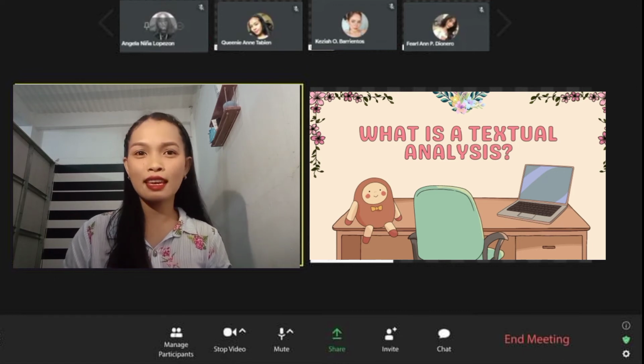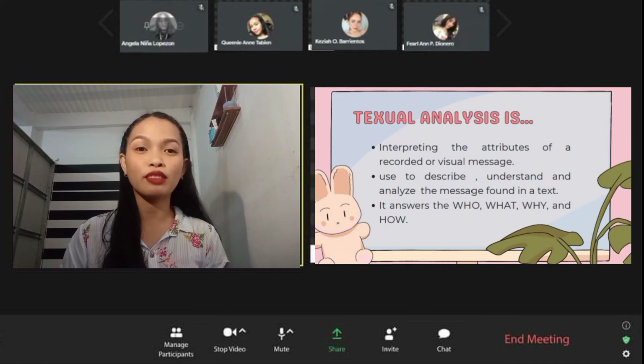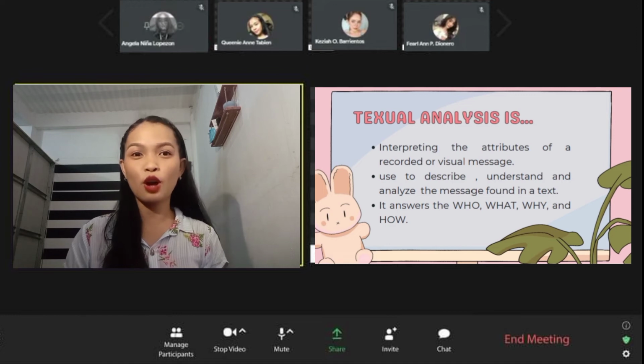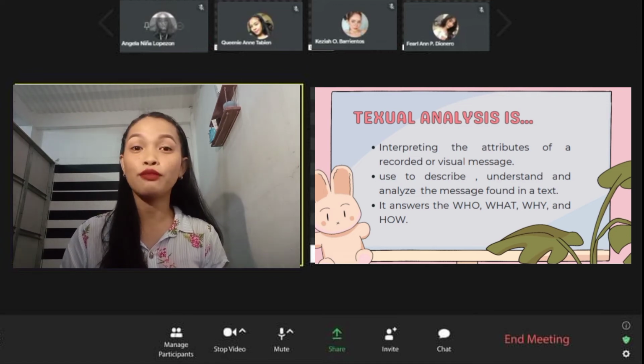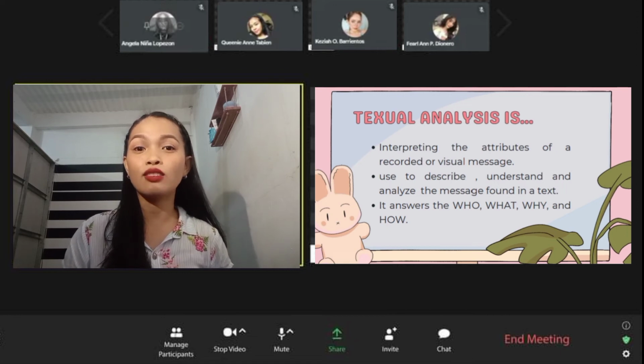So what is a textual analysis? Communication researchers employ textual analysis to examine and interpret the attributes of a recorded or visual message. Textual analysis is used to describe the content, structure, and functions of messages found within a text. And of course, it answers the question of what is the subject of the text, why did the author write it, who was it written for, and so on.